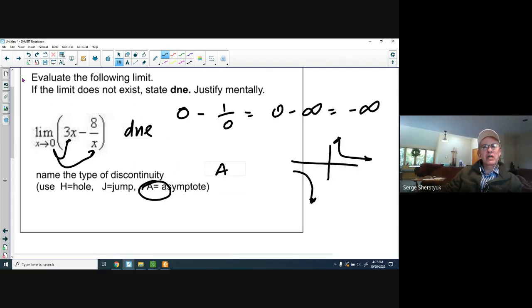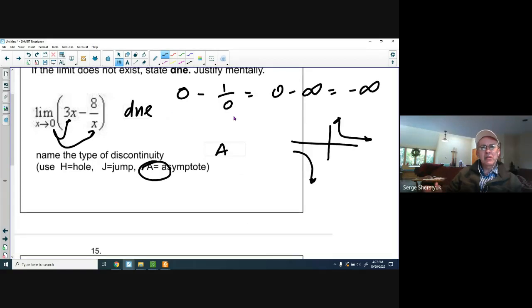Another way you could have reasoned this out, watch. You might have said, well, let's combine these two together. You're going to get 3x, common denominator is x. So this is going to be 3x squared minus 8 over x. Let me make the lines a little longer. And there's absolutely nothing you can do here to cancel anything, to remove a discontinuity.